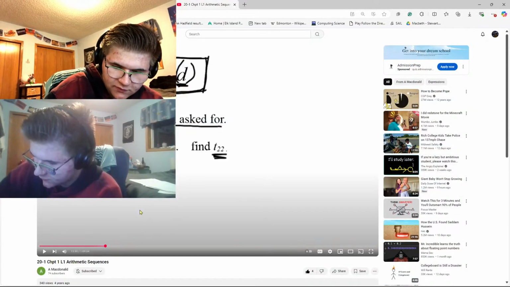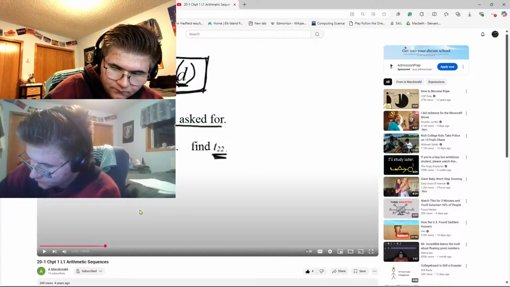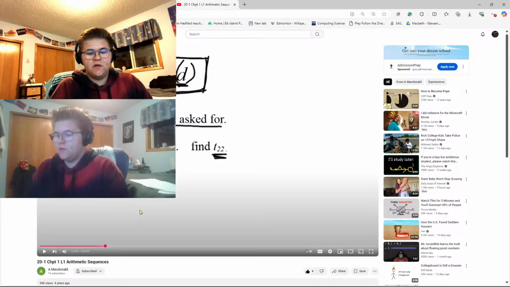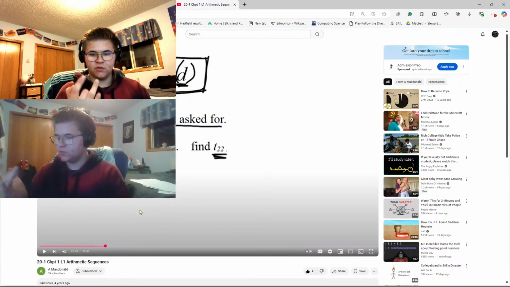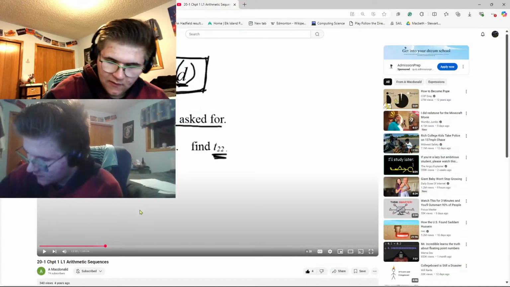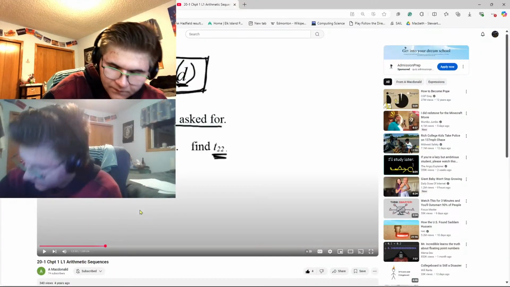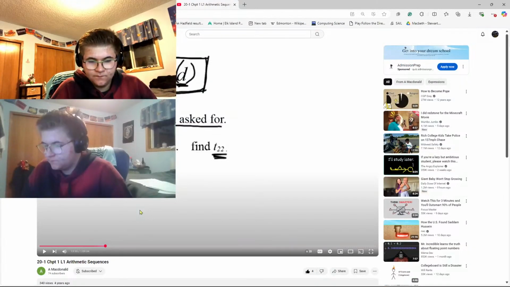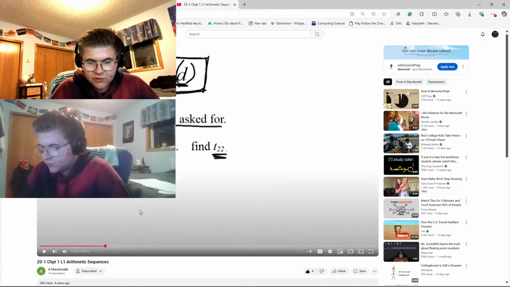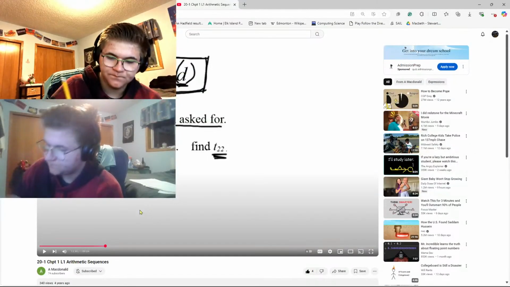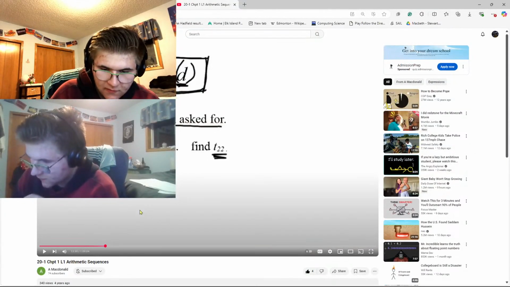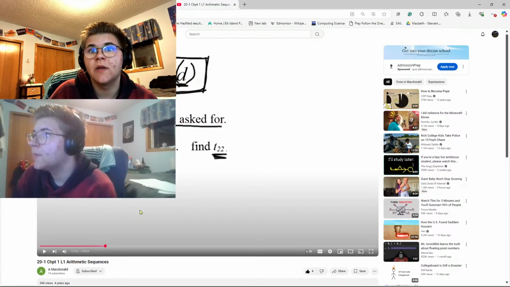Term 1 is equal to 11. The difference is equal to 25 minus 18, which is 7. What else do we know? We know that the number of terms is 22. So what can we do? We can use the formula.